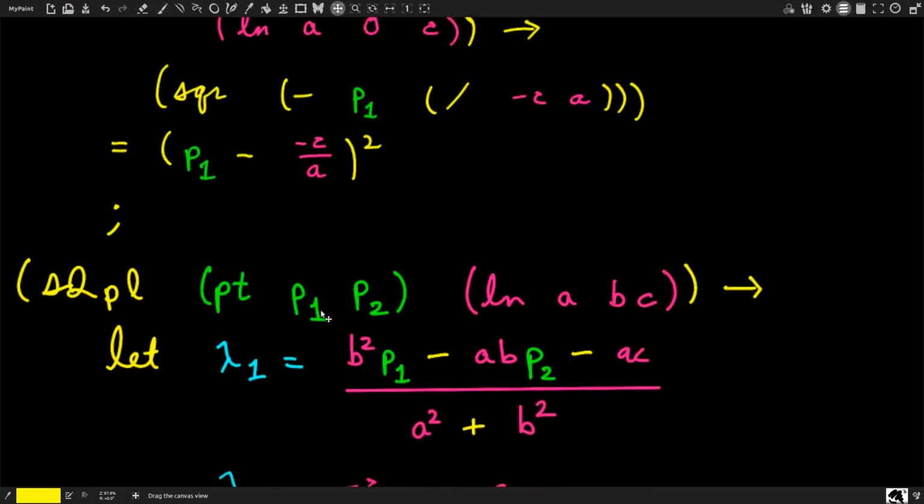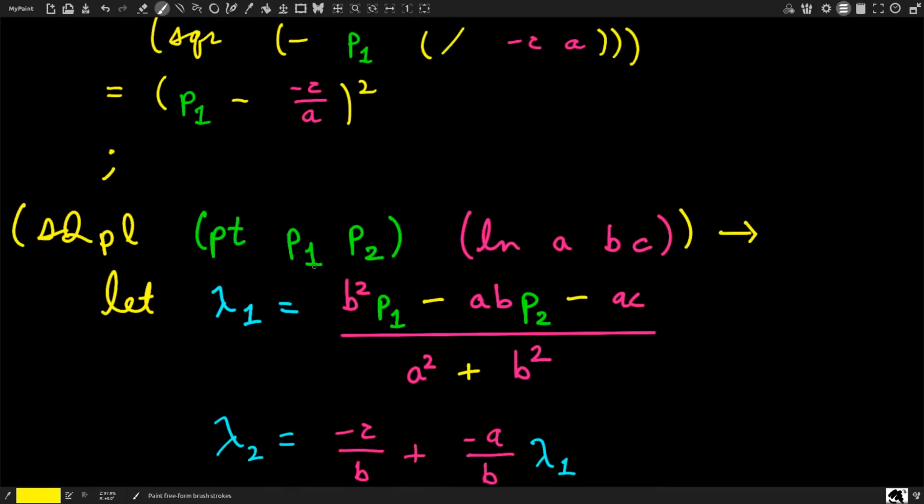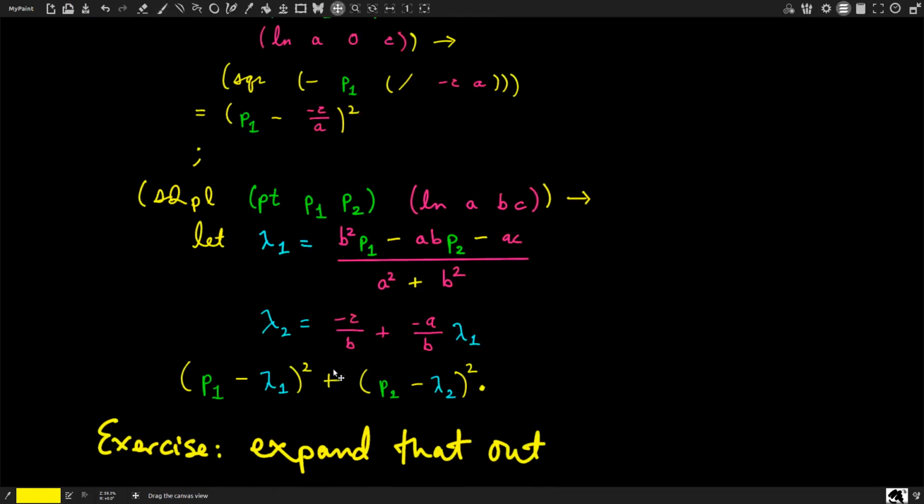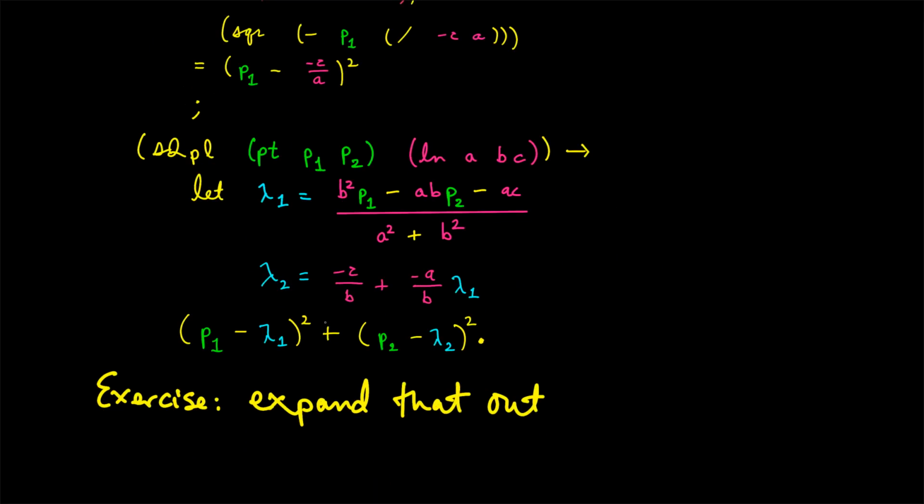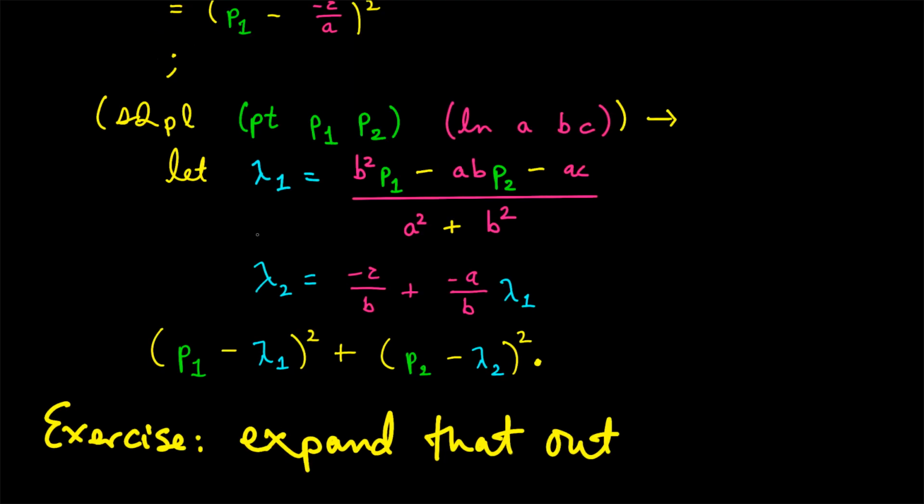For the non-vertical line, the standard quadrants between a point and a line of a point p1, p2, and a line ABC. This is defined as, okay, I wrote down a recipe here and I left it as an exercise to the viewer because I got lazy. But it's fairly obvious how you do this. You write down the same formula for lambda 1 and lambda 2 that we have above, but I'm going to read them again because it's worth repeating. Important things are worth repeating. B squared p1 minus ab p2 minus ac all over a squared plus b squared. That is lambda 1. Lambda 2 is minus c over b plus minus a over b times lambda 1.